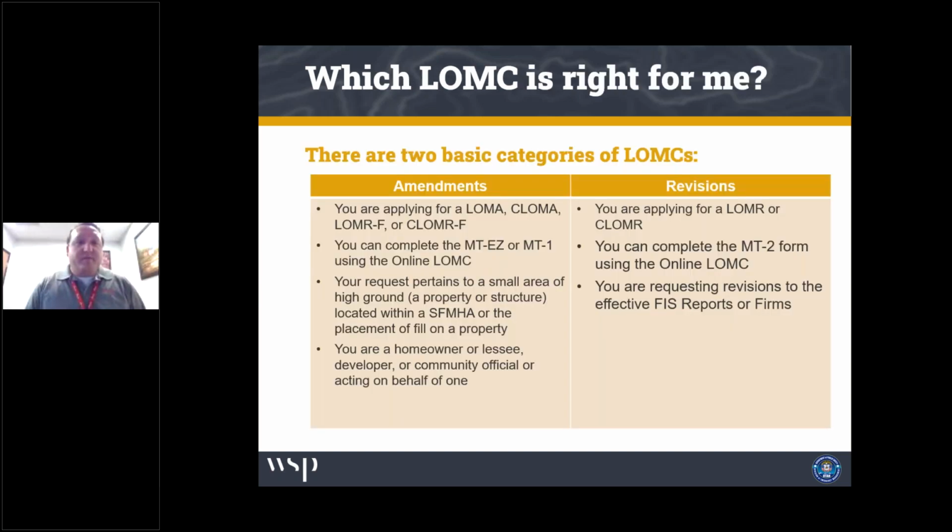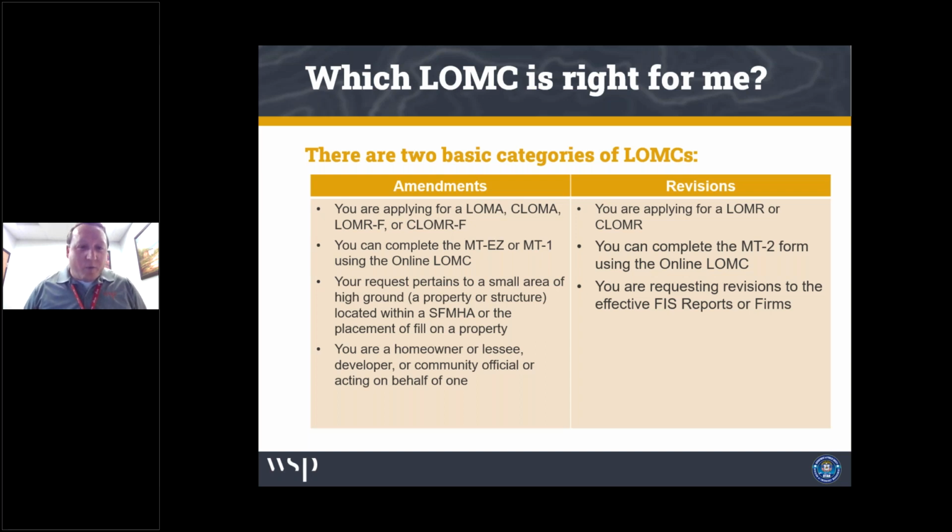So there's two categories for a LOMC. There's an amendment or there's a revision. Amendments are generally when you apply for a LOMA, a CLOMA, a LOMARF, or a CLOMARF. Those are all considered amendments. The way you do that is you use the MT-EZ or the MT-1 forms. Those are digital copies, or there's also an online version of the MT-1 form that you can do through the online LOMC process with FEMA. Your request must pertain to a small area of high ground, like a property or a structure located within a special flood hazard area, or the placement of fill on a property.